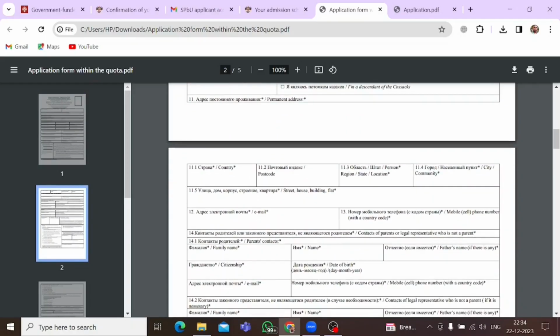Permanent address: the country where you are living permanently. You write it here, your postcode. This postcode is not important because not all countries have postcodes. Region and state, yes, you should write this.